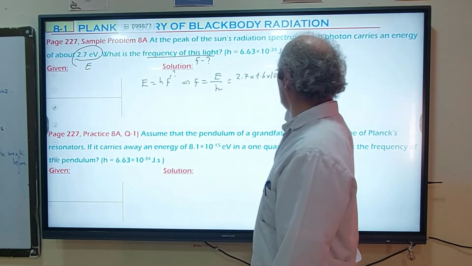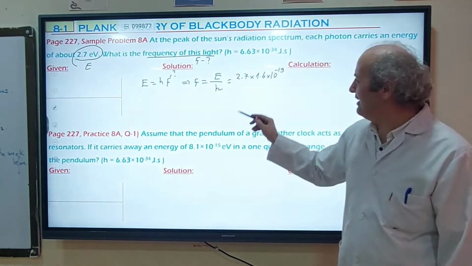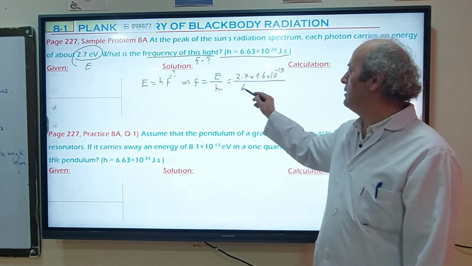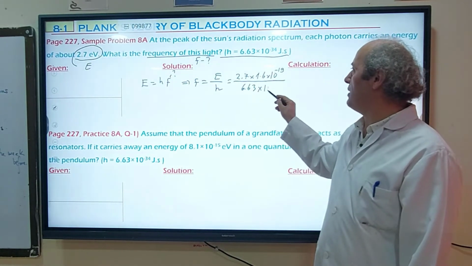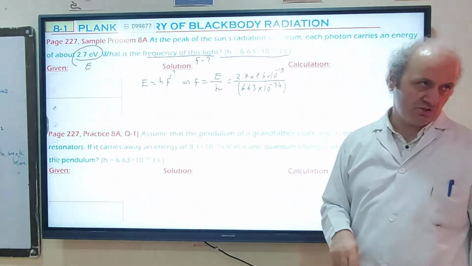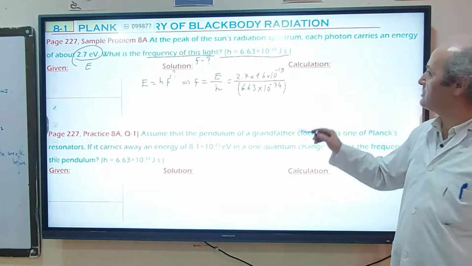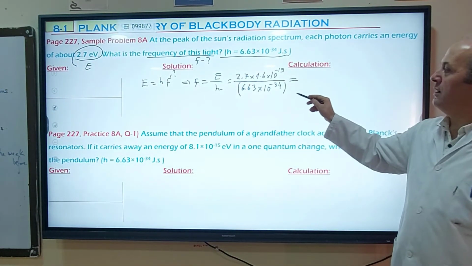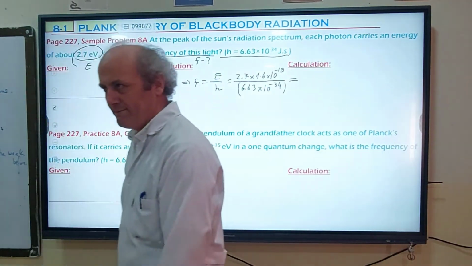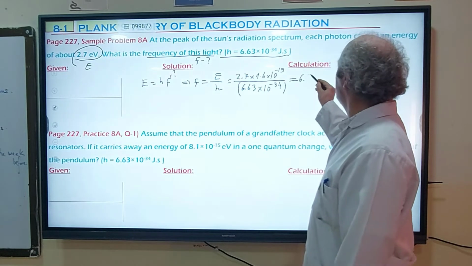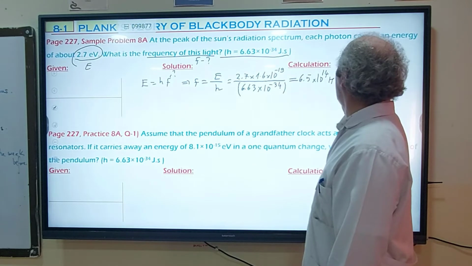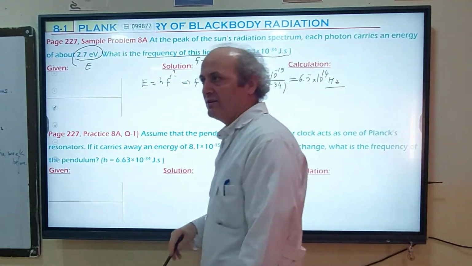As you see, it's not that new, huh? Divided by h. How much is h? It's given: 6.63 times 10 to the power of negative 34. Use brackets for the denominator because there's an exponential number. And the result is going to be 6.5 times 10 to the power of 14 hertz. This is the frequency of this radiation, of this light.